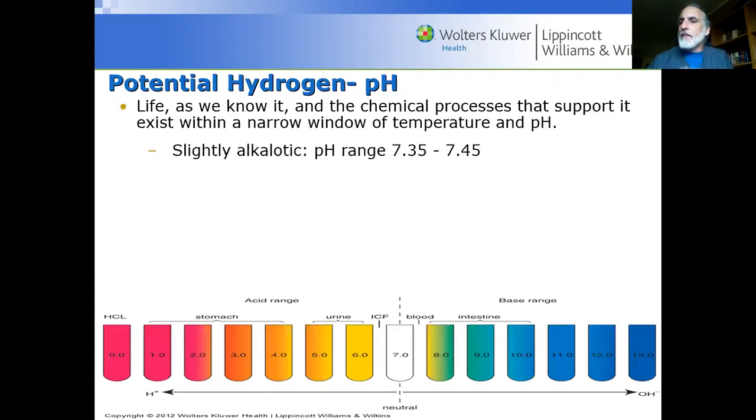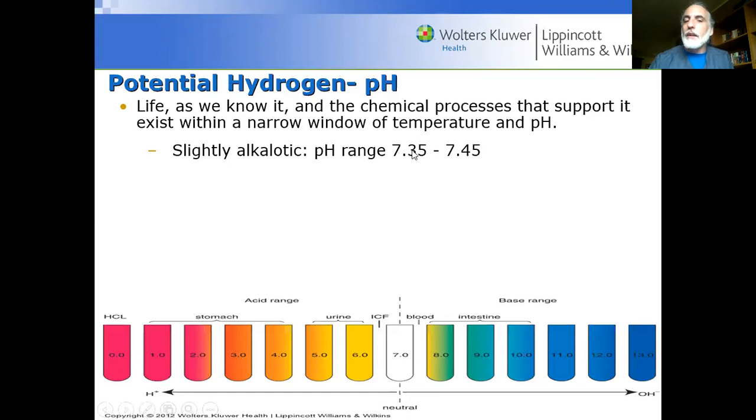I don't think I've ever said this before either. Remember that life as we know it exists within a narrow window of temperature and pH. It's because of the chemical processes that temperature and pH support, okay? We run slightly alkalotic. As you see down here, neutral pH is 7. If we reach 7, cellular processes are not happening, or at least not as they should.